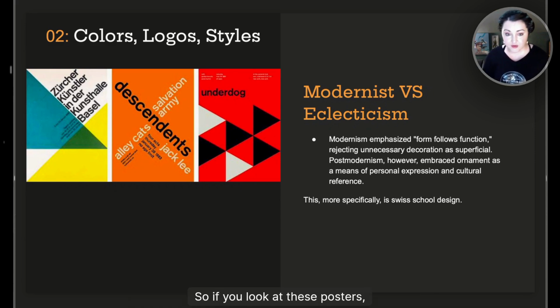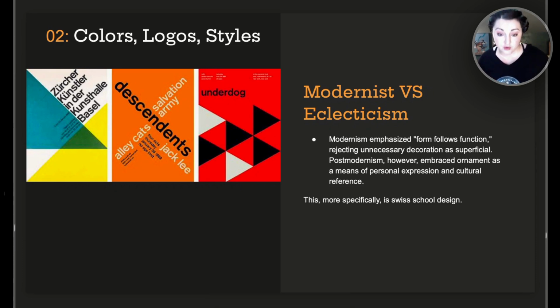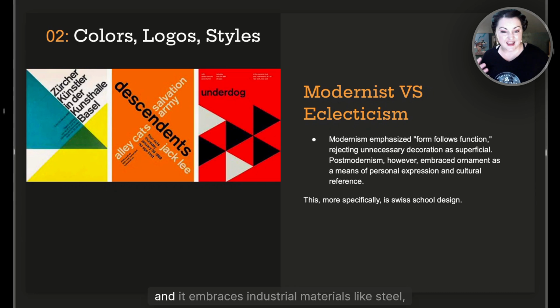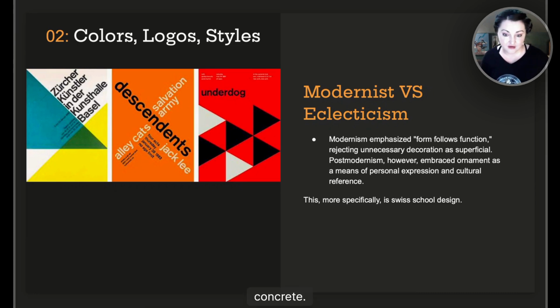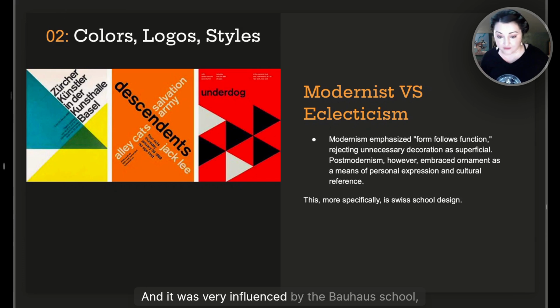So if you look at these posters, you can see the form follows function idea. The aesthetic is clean. The lines are minimal. We have geometric shapes. And it embraces industrial materials like steel, glass, and concrete. And it was very influenced by the Bauhaus school, the same school that we were discussing last time.